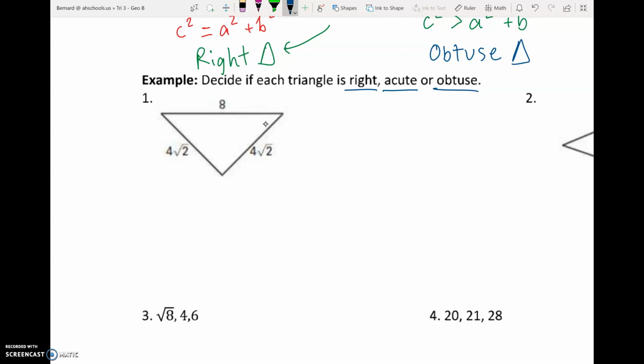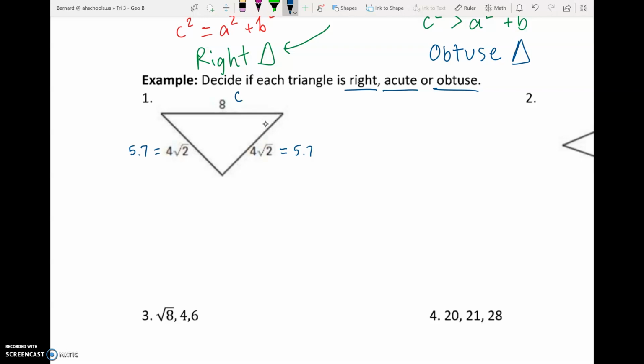And so let's look at these 4 root 2 things. We need to know, are these bigger than 8 or less than 8? If you type 4 times the square root of 2 into your calculator, it'll tell you 5.7. So since these are both 4 root 2, they're both 5.7. And obviously that is smaller than 8. So in this situation, 8 is our C.